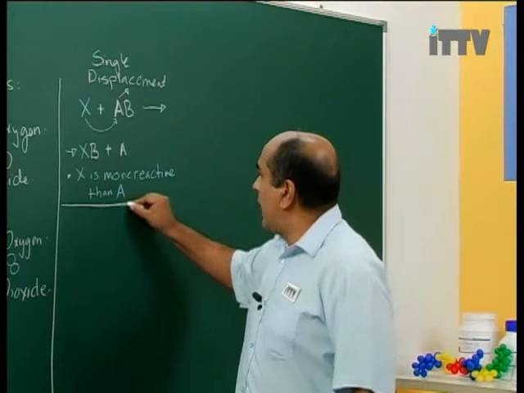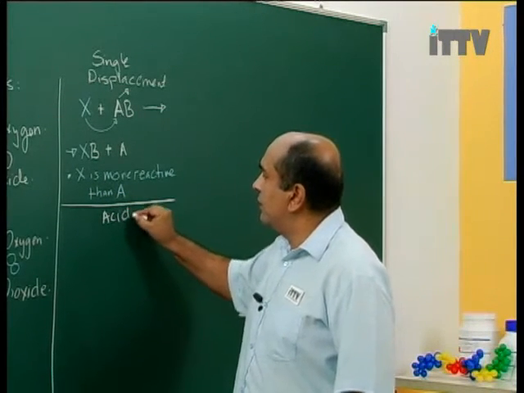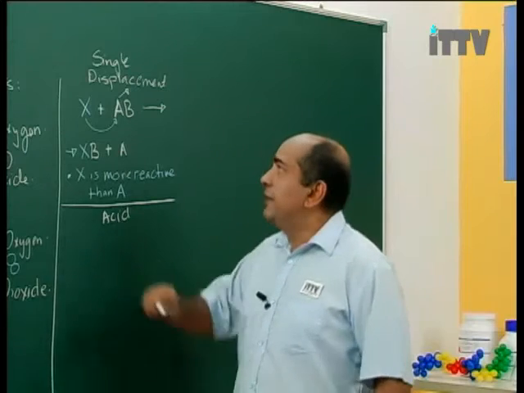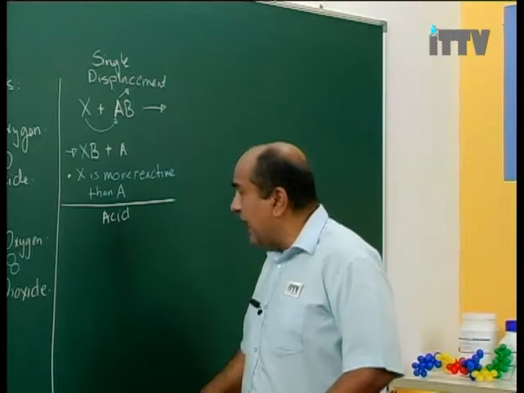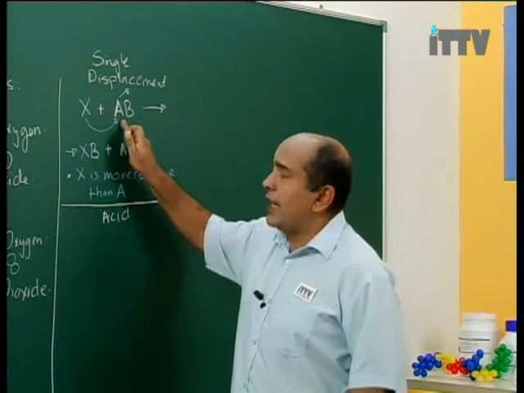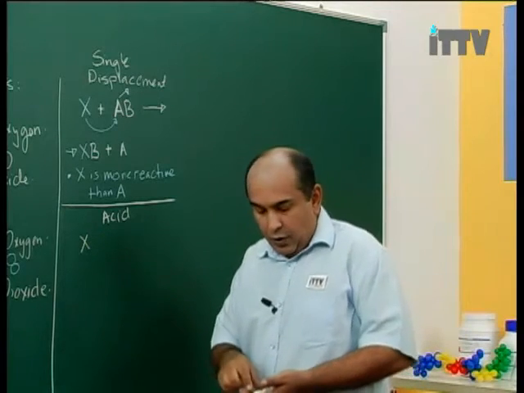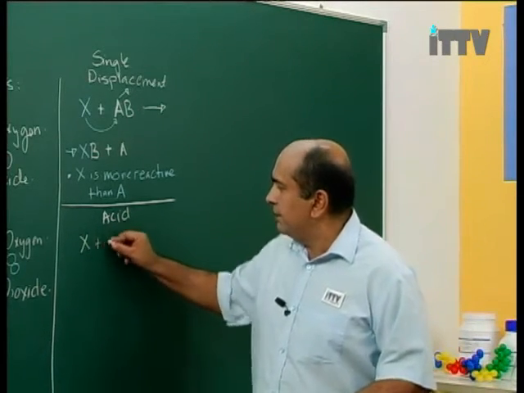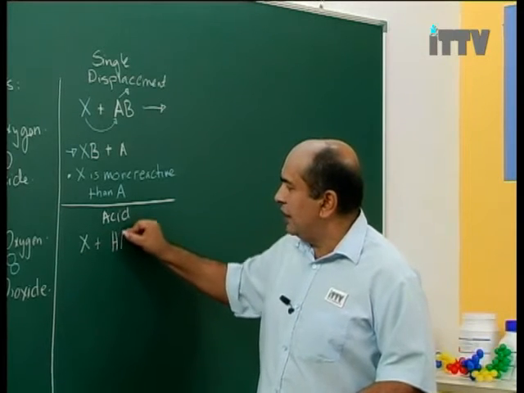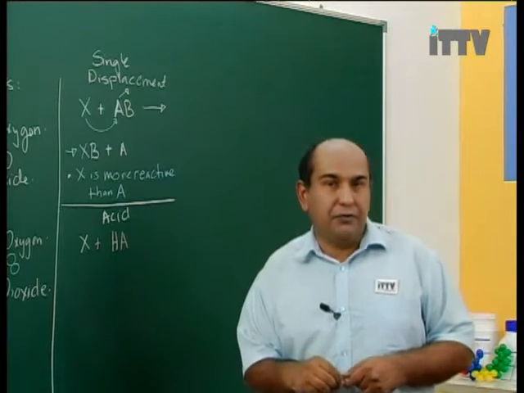Okay, let's have a look at the displacement. This is a displacement with acid. Okay, so single displacement with acid. Once again, element reacts with the compound, so our element will be X. Acids are written out with the symbol HA. So the H in the front, that represents the hydrogen.